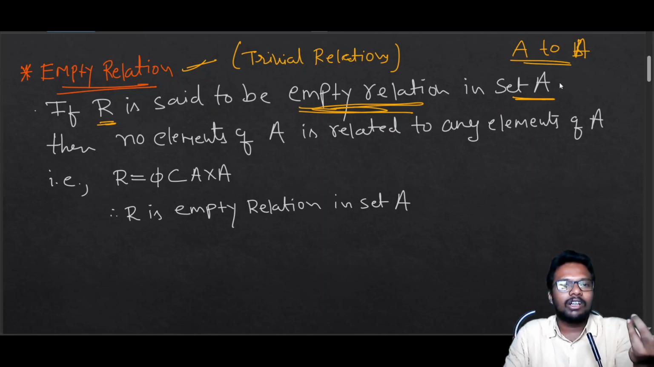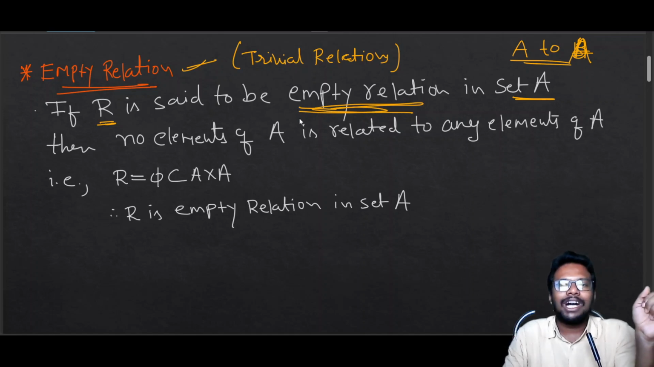We may say that R is an empty relation in set B, or in set C, anything we can say, but here we are mentioning only one set A. In the previous video, in the definition of a relation, we mentioned A to B. When it comes to types of relation, for simplicity's sake, we use only a single set. Both are the same. We are just defining a relation from where to where. So here the relation starts with set A and ends with set A.